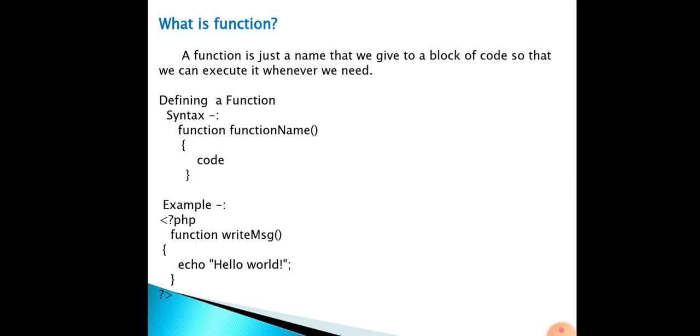Now we see how to define a function. To define a function, the following syntax is used: function name, parenthesis, open curly brace, code, and then close curly brace. A function starts with the keyword function and it is followed by the function name. A function name can be any string that begins with a letter or underscore, followed by zero or more letters, underscores and numbers. Function names are case insensitive. PHP built-in functions are in lowercase.